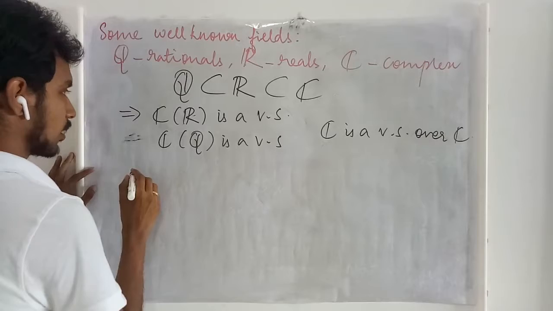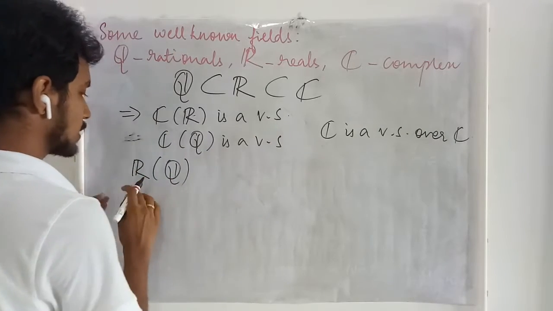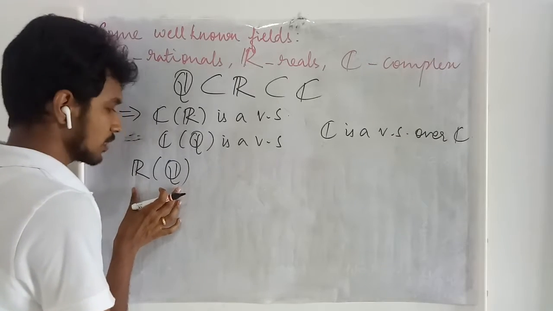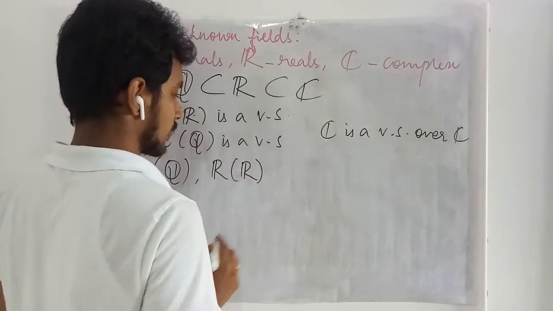Now, let me check R. Using that idea, we can say R is a vector space over Q and R is a vector space over R.